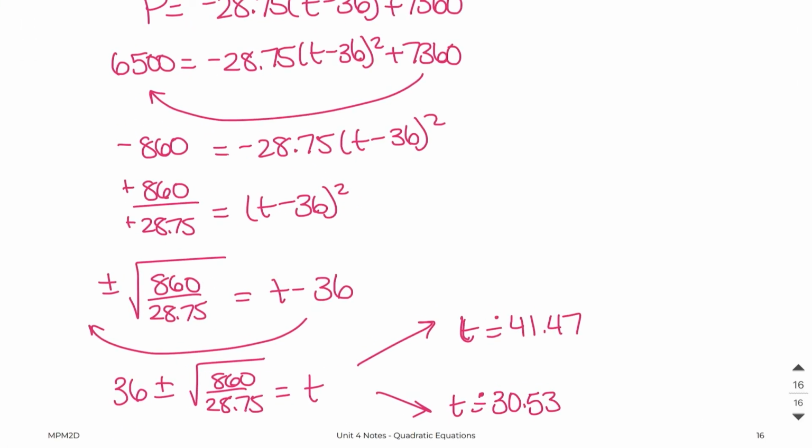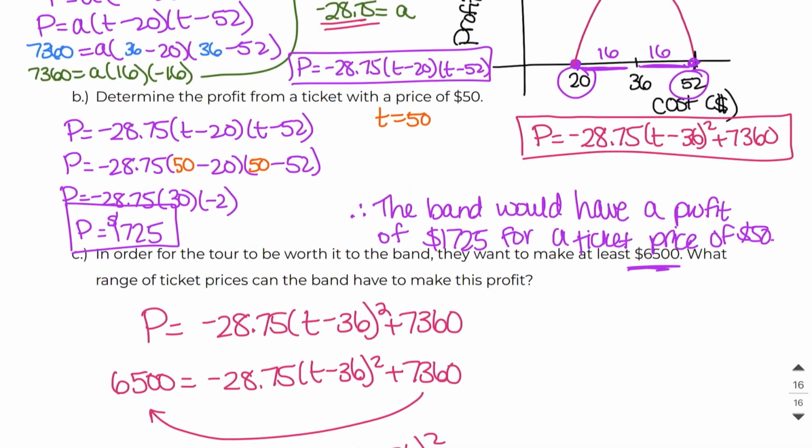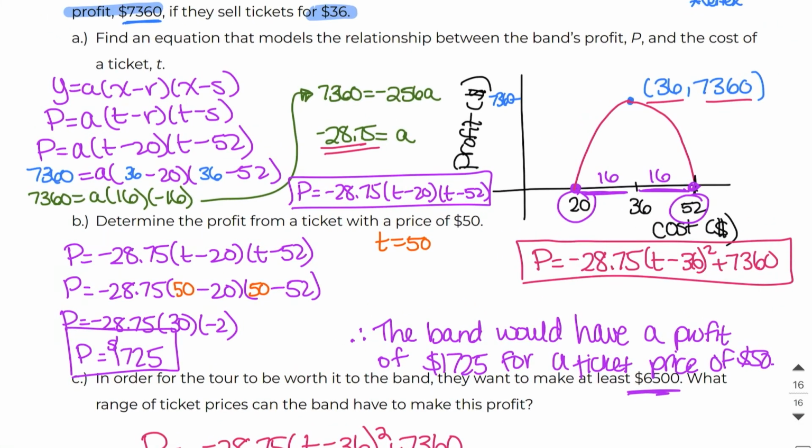So, both of these answers will work. Let me show you visually why both of these answers will work. So I want to know when they want to have a profit of 6,500 minimum. So that means that we want this to have a profit of 6,500. So we've got one value where it will work, which is the $30.53 that we got here. And then we have another value that will work, which is the, I don't remember, $41.47.